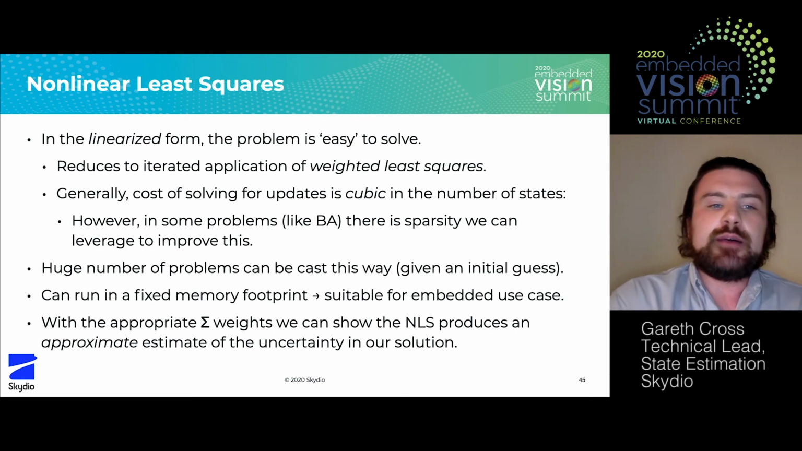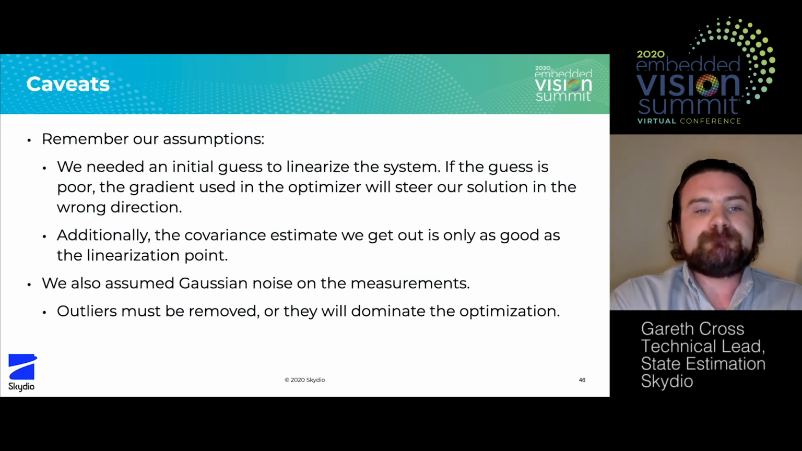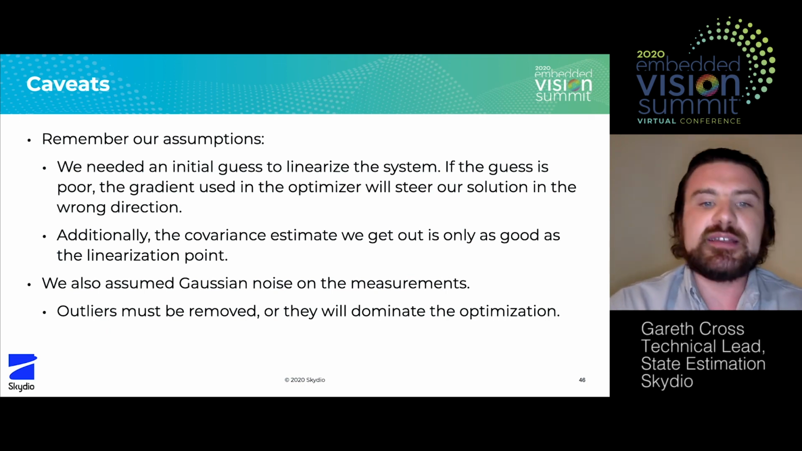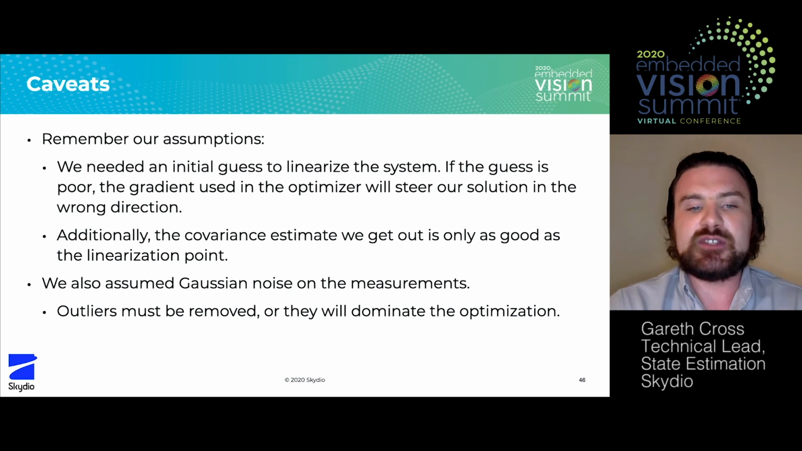But there are some caveats to that. For one, you need the initial guess for this to work. If that guess is poor, then the optimizer is not going to converge. And in addition, if the guess is poor and the linearization point is poor, then your uncertainty estimate is also effectively meaningless, because that covariance depends on having a good linearization point to compute it.